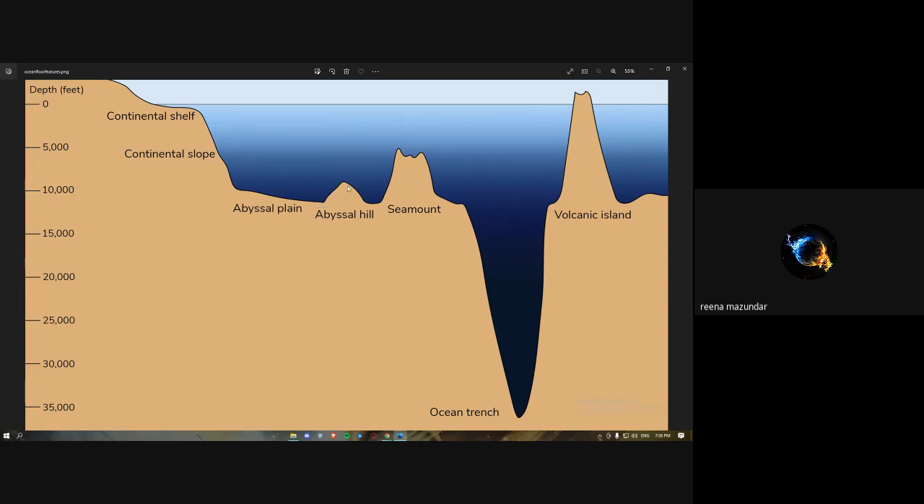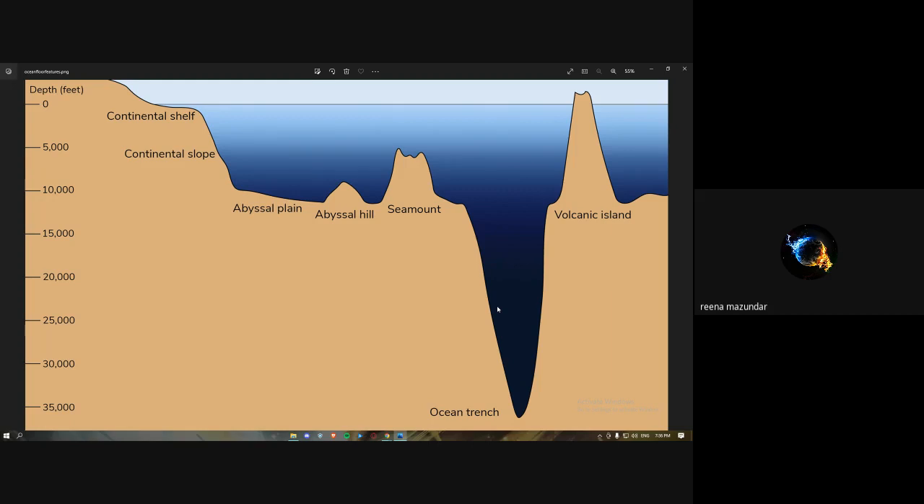त्याच्यानंतर हा डोंगर ॲबिसल हिल, छोटासा डोंगर असतो. आणि नंतर हा एक मोठा डोंगर आहे, सी माउंटेन. आणि हा सगळ्यात खालचा भाग ट्रेंच, ओशन ट्रेंच याला म्हणतो आपण. आणि हा आयलँड पाण्याच्या वर येतो. So this is how we have this internal structure of the ocean.